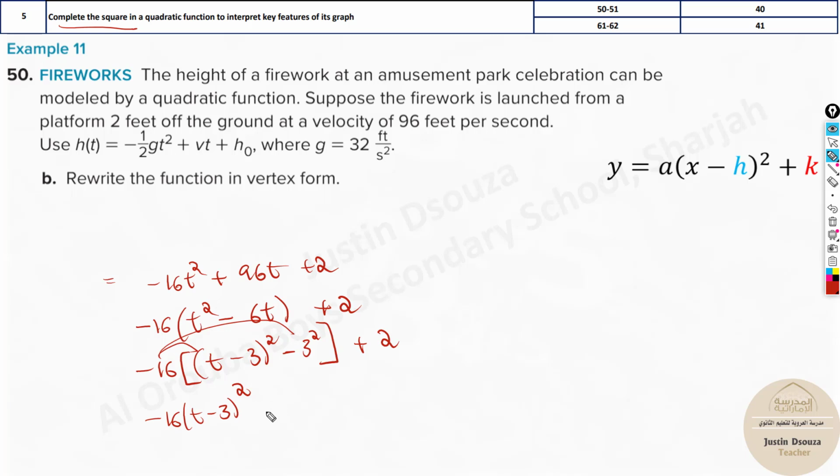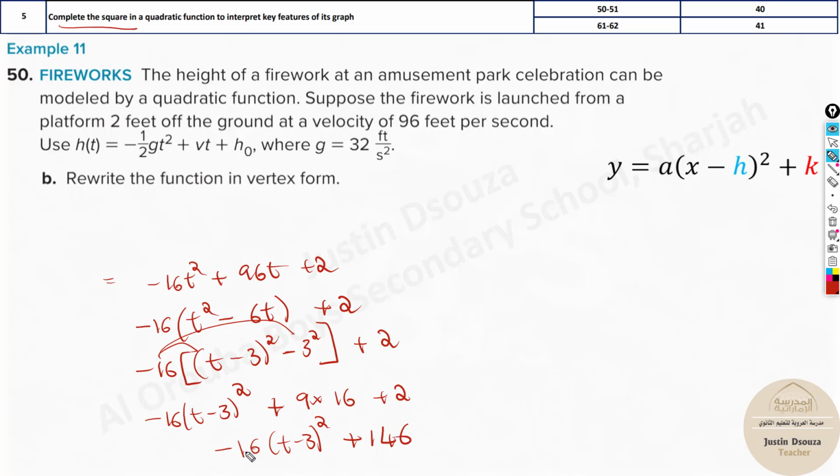And this is all numbers, okay? Minus, and minus will become plus. 3 squared is 9. I'll write it as 9 multiplied by this number 16 and then plus 2. So you can put this entirely in the calculator directly, or 160 minus 16 is 144, 144 plus 2. So I'll write it: minus 16 times (t minus 3) the whole square plus 146. This is the simplified form.